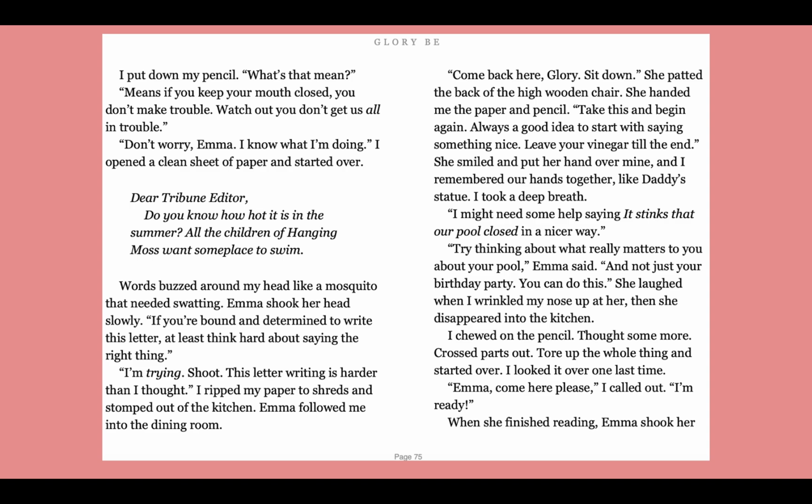She smiled and put her hand over mine, and I remembered our hands together like Daddy's statue. I took a deep breath. I might need some help saying it stinks that our pool is closed in a nicer way. Try thinking about what really matters to you about your pool, Emma said, and not just your birthday party. You can do this. She laughed when I wrinkled my nose up at her. Then she disappeared into the kitchen.